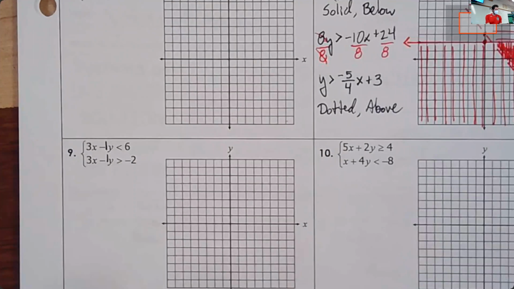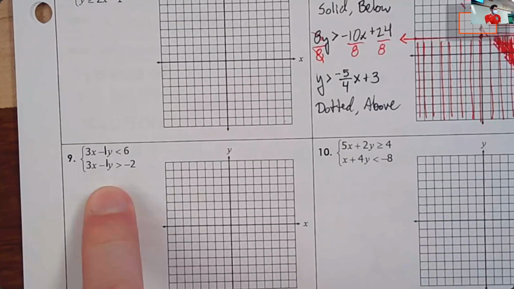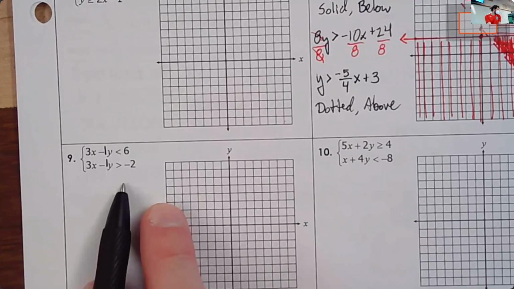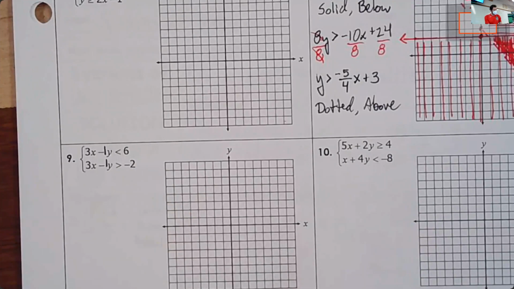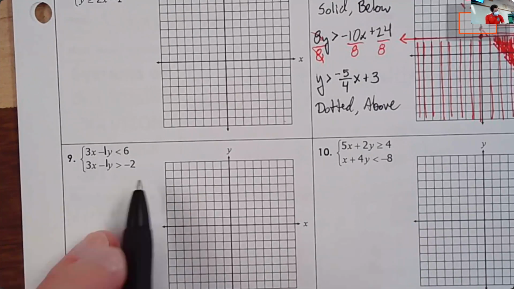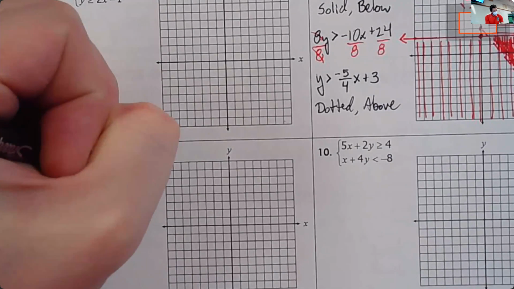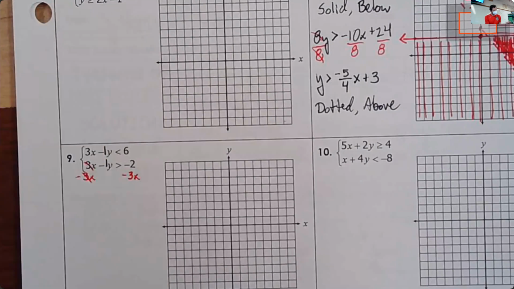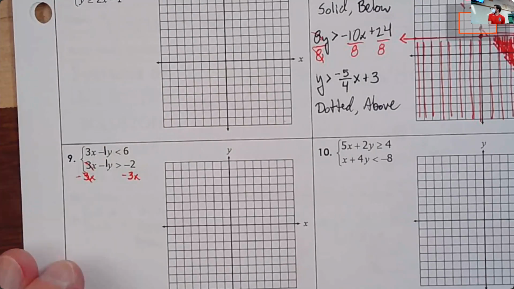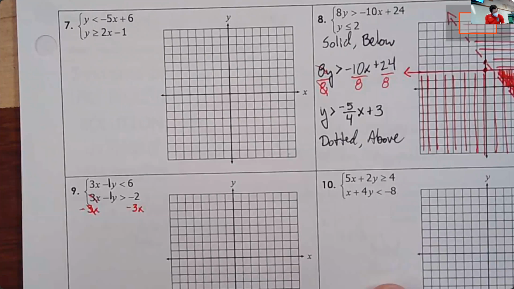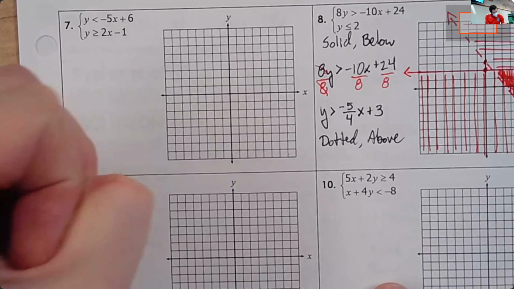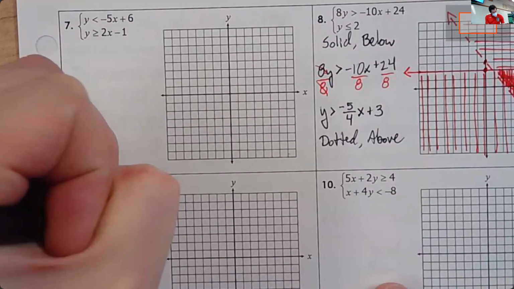I'm going to adjust the second one first because we can just do the math right underneath here. That'll kind of save us some space. So to adjust that second inequality, we'll subtract 3x first. So minus 3x, minus 3x. The 3x's will cancel. And that will give us negative 1y is greater than negative 3x minus 2.